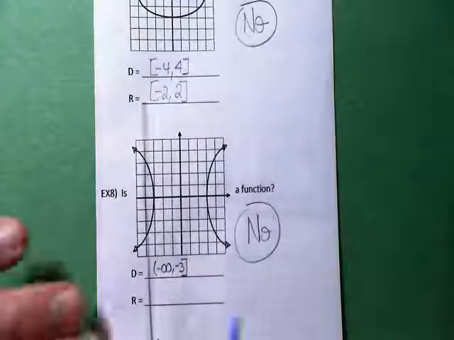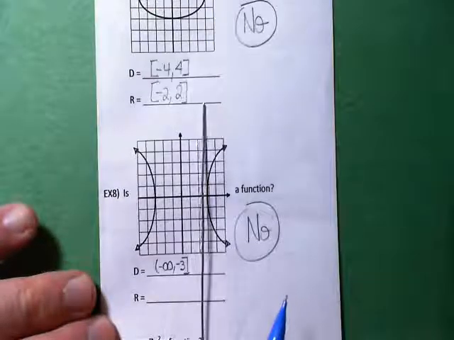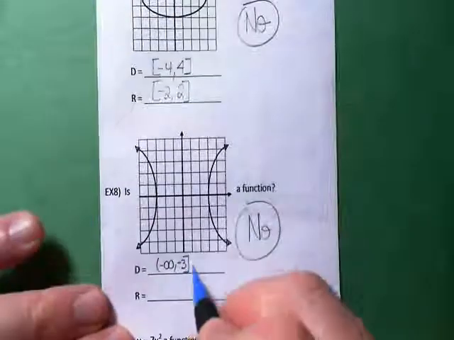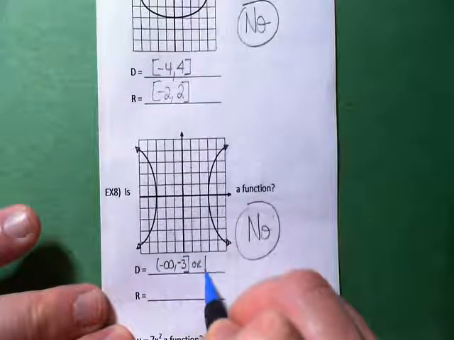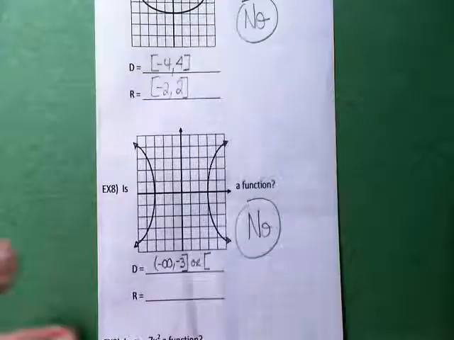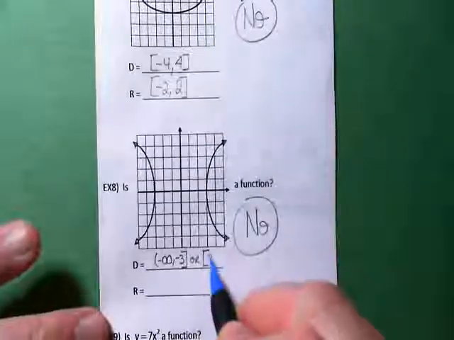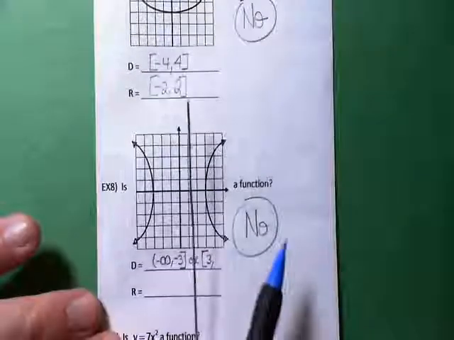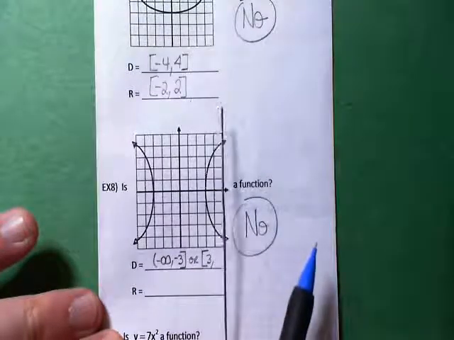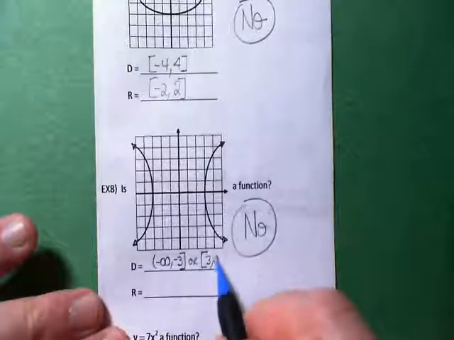So I'm going to put -3. But that's not the end of it, because I see the graph happening again at 3. So I'm going to put or, open bracket, 3, comma. And as I move on from left to right, the last place I touch is infinity.